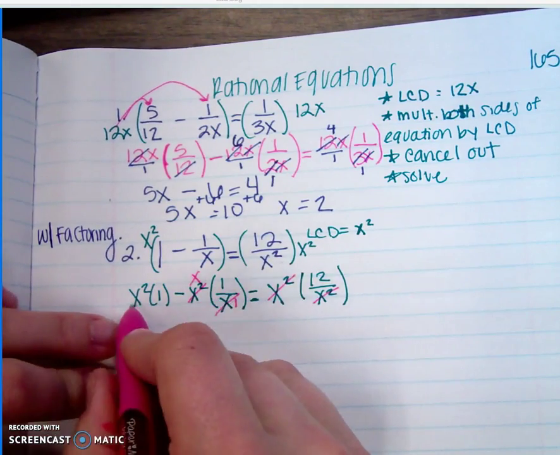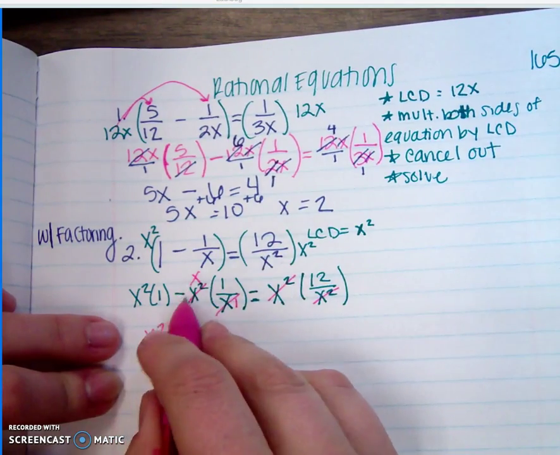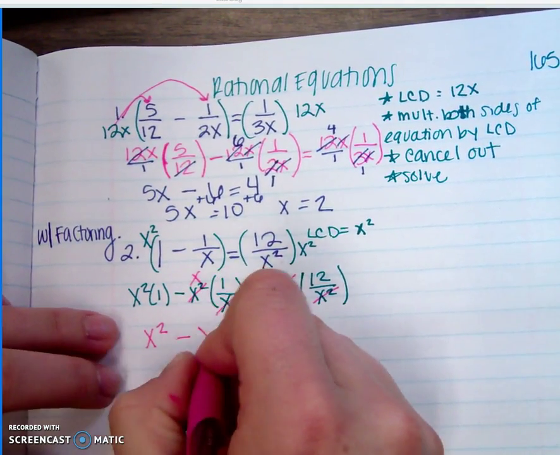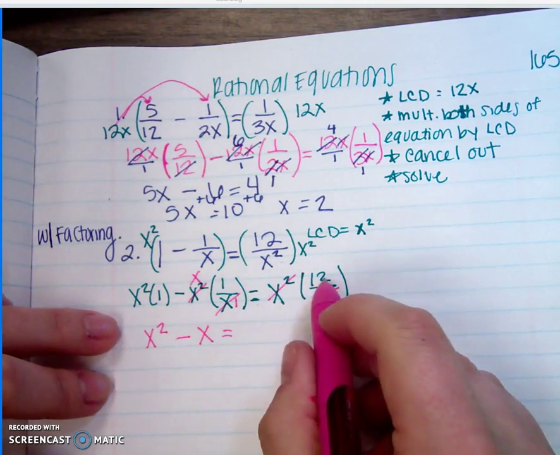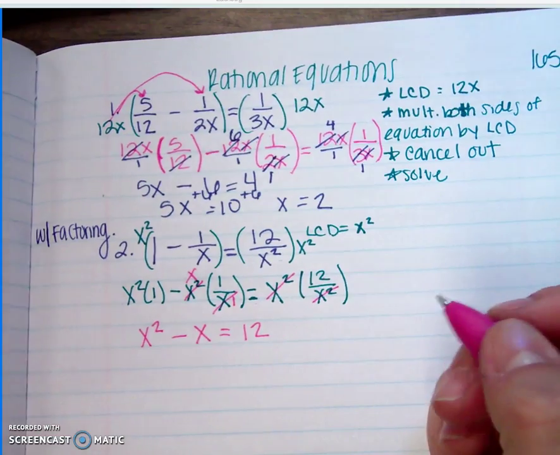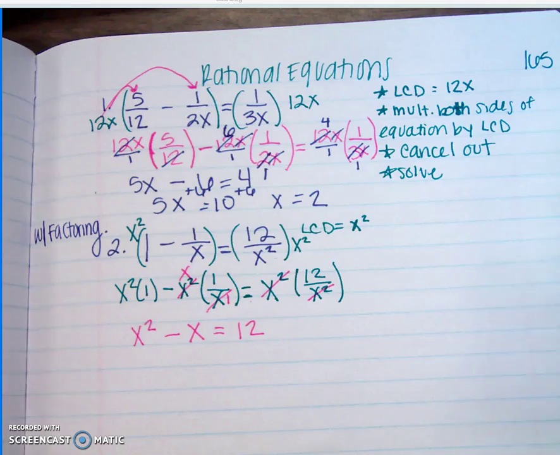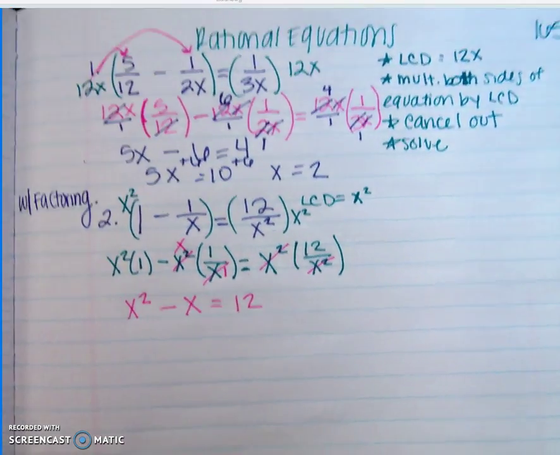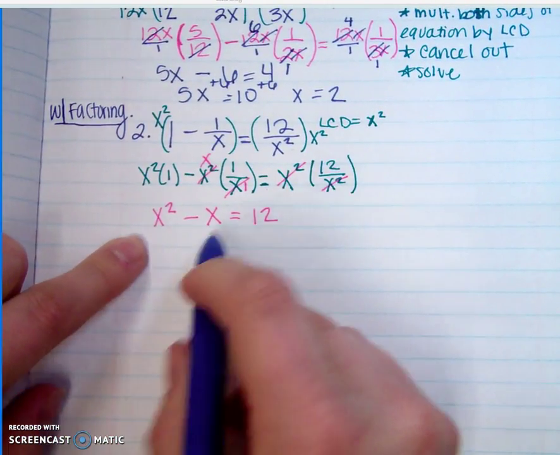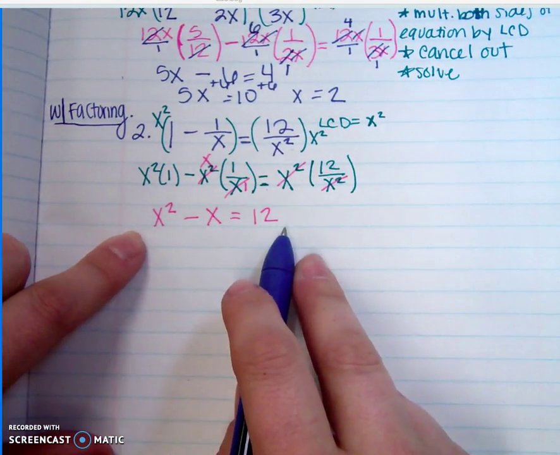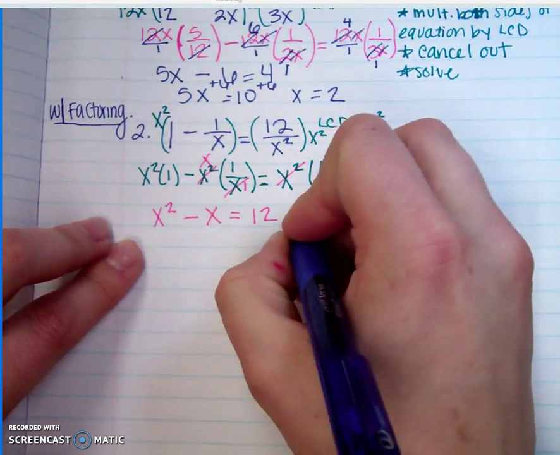So x squared times 1 is still x squared, minus x times 1 over 1, which is just minus x, equals 12 over 1, which is just 12. Remember, whenever you see that exponent of 2, it's a quadratic. So that means I'm going to have to set it equal to 0 and factor, hence the with factoring part. So I can't move this x squared to the right. It'll make it a negative, and I can't have that. So I'm going to move this 12 over.